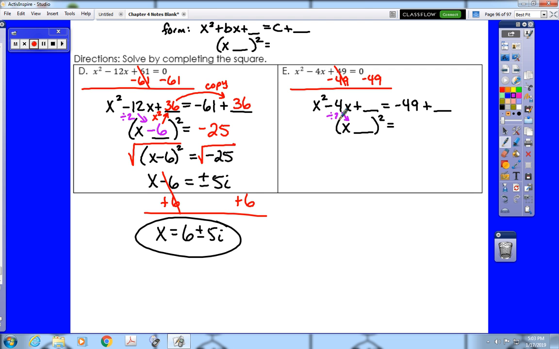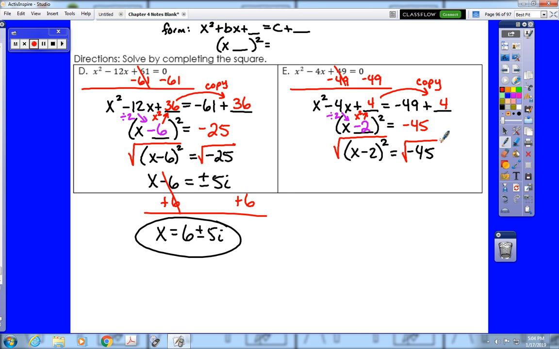Negative 4 divided by 2 is negative 2. Negative 2 squared is positive 4. Copy that over to the other side. And we have negative 49 plus 4, which is negative 45. That means we have turned our equation into quantity x minus 2 squared equals negative 45, which we solve by taking the square root of each side.